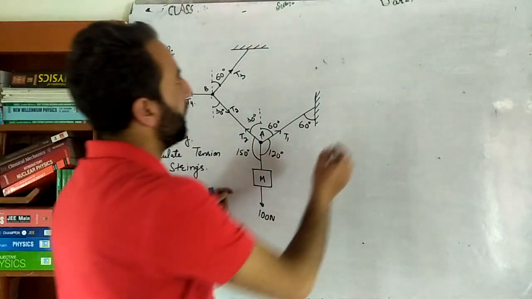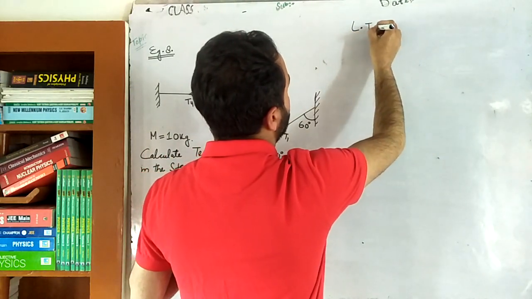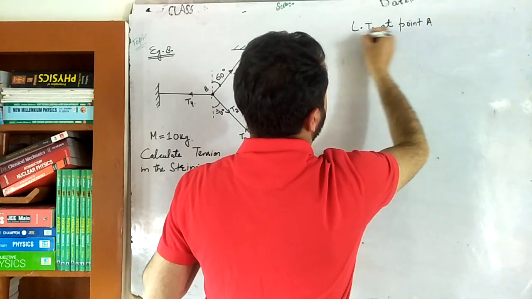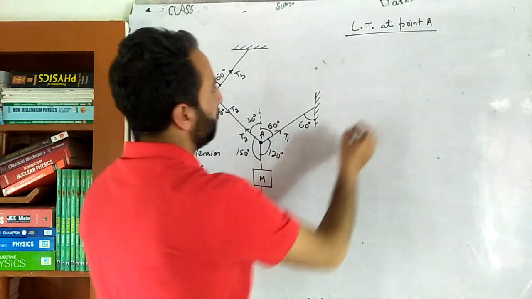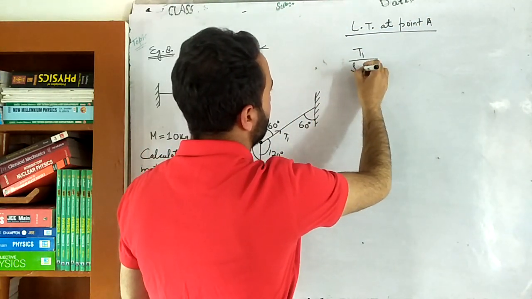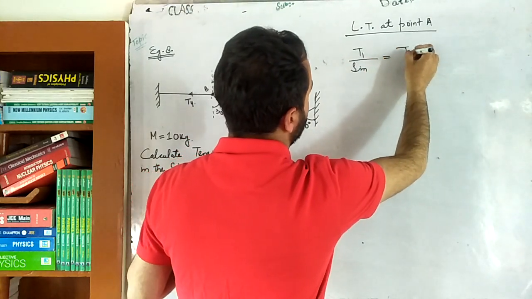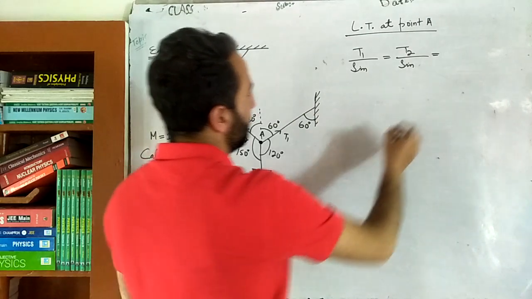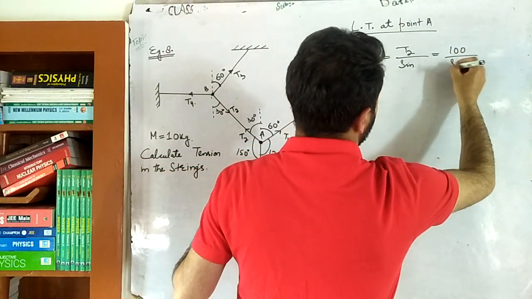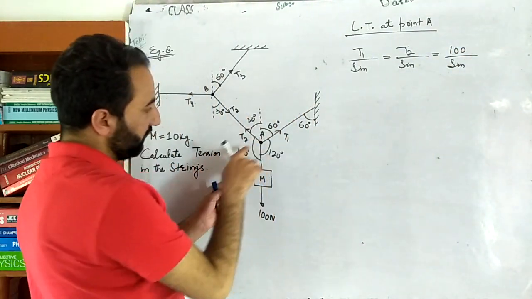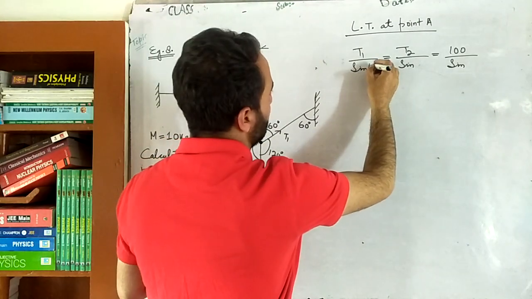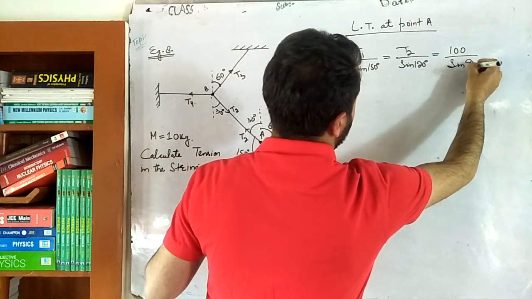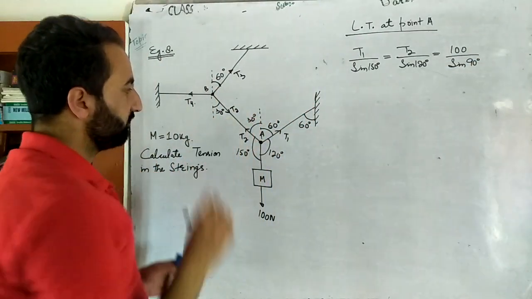Okay, so first of all, I'll use Lami's theorem at point A. At point A, we'll use Lami's theorem. So it will be like this: T1 over the sine of the angle is equal to T2 over the sine of the angle, is equal to 100 over the sine of the angle. Now the angle opposite T1 is 150, so here I will write down 150, and here I will write down 120, and here I will write down sine 90. 60 plus 30, that's sine 90.